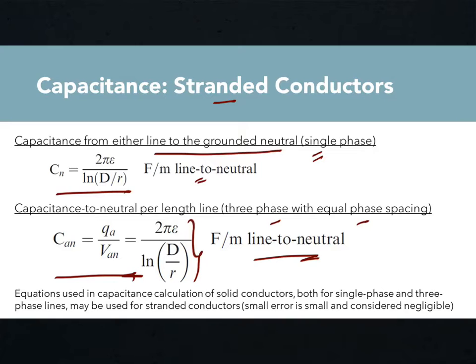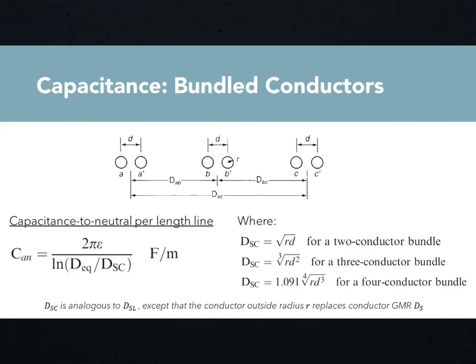After stranded conductors, we'll have the bundled conductors. Here, I don't think there is a difference. Yes, there is a difference, but there is also a similarity in terms of the inductance. So let's try to find out. What we have here is the capacitance to neutral: 2 pi e over ln of DEQ over DSC. Actually, in the inductance, I think they are the same with DEQ.